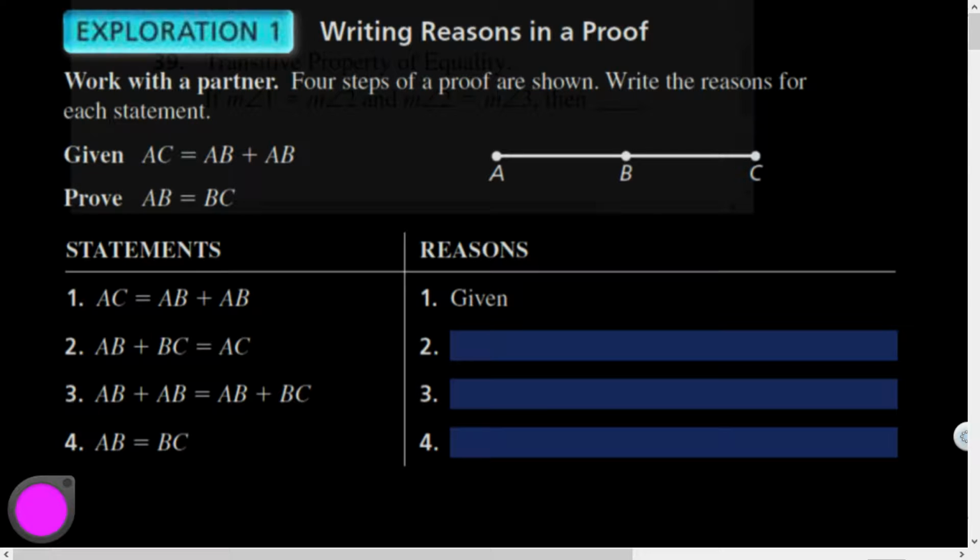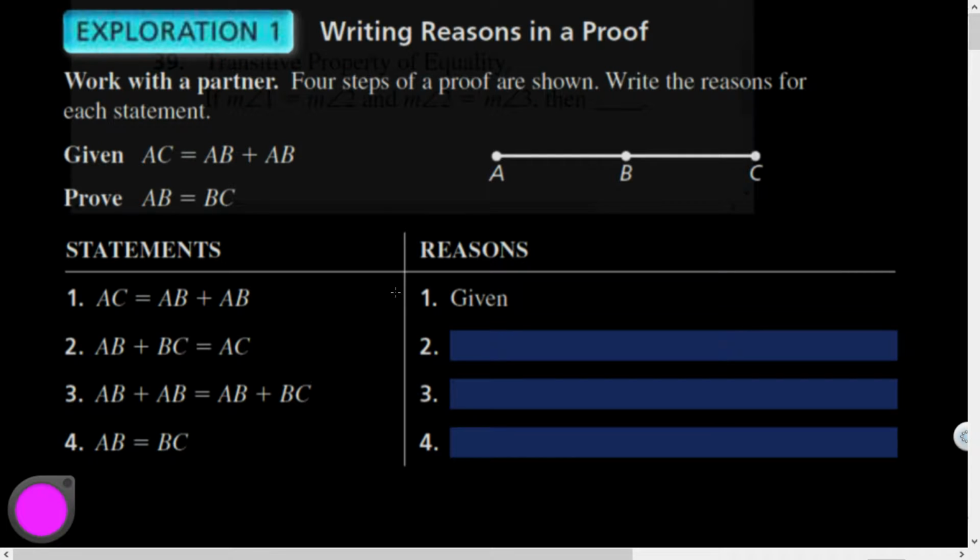Today we were talking about section 2.5, proving statements about segments and angles. That's right, we are getting into the thick of geometry here. Just hang on, hold your geometric horses, get ready. It says, work with a partner. Four steps of a proof are shown. Write the reasons for each statement.